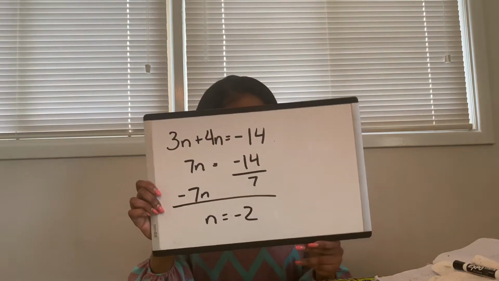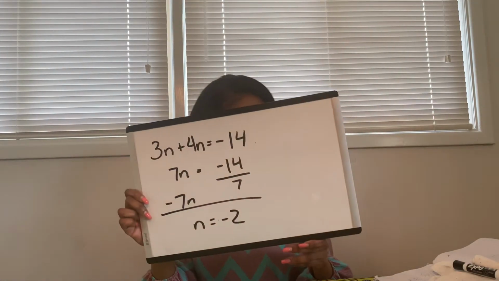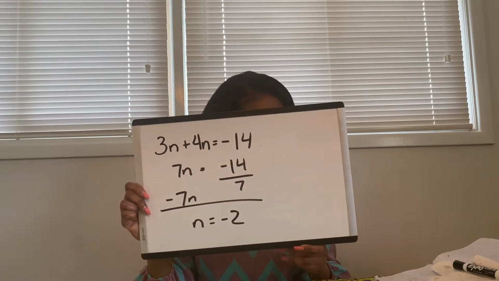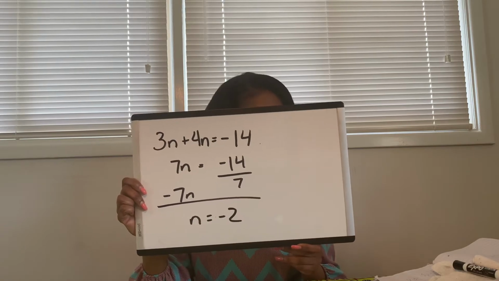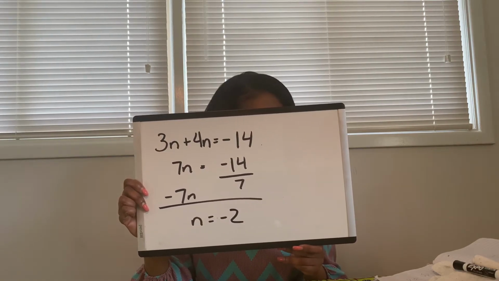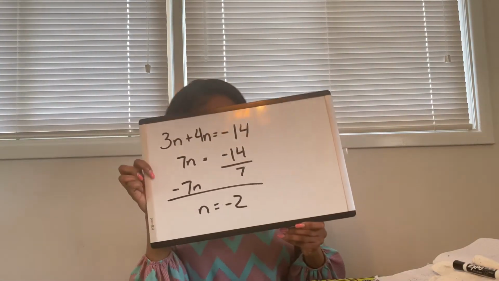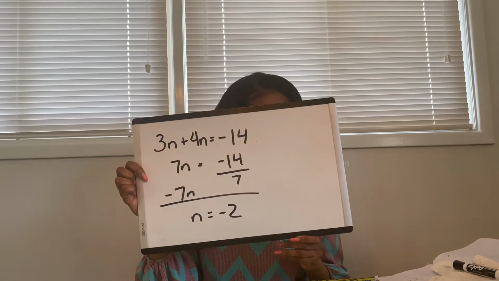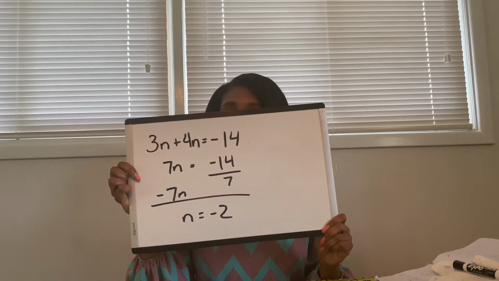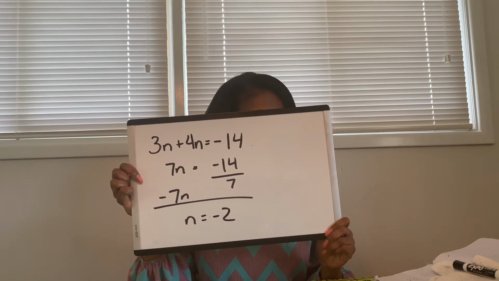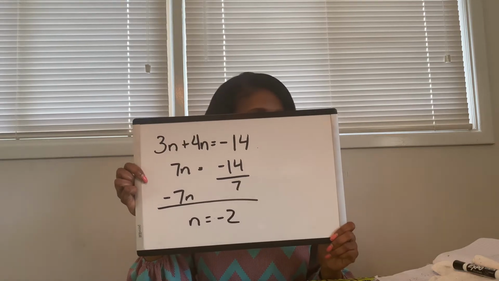Here's your problem. It is 3n plus 4n equals negative 14. So the first step is that you're going to add your 3 and your 4 together. So 3n plus 4n equals 7n. Do you see the 7n I dropped down here? Okay, good. Then we drop down our negative 14 on this side. Now we have 7n equals negative 14. We also have to use that 7n again.